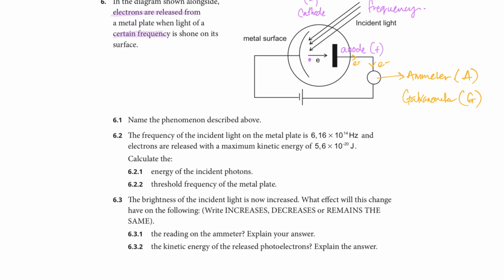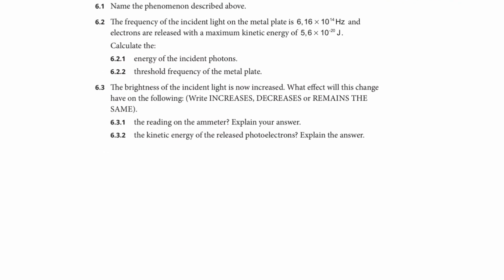Name the phenomena described above. When I have light that shines onto a metal surface and I get electrons being emitted, I have something called the photoelectric effect. Then we have question 6.2.